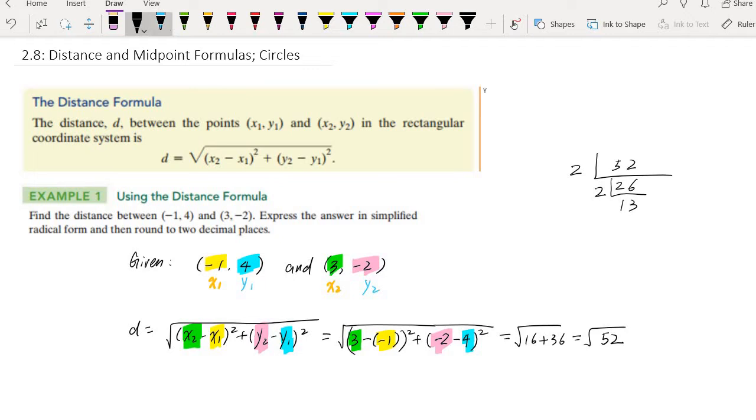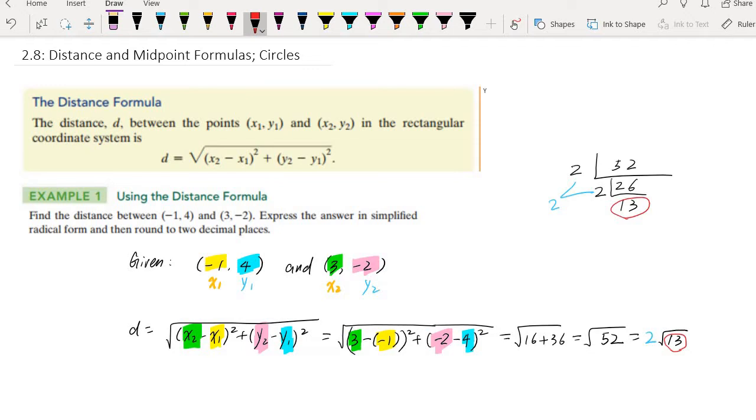So we're going to count this: we have 1 pair. That means the 2 is outside, and everything left inside, just 13, goes under the square root. So that will be 2 square root of 13. That is how you simplify the radical form.